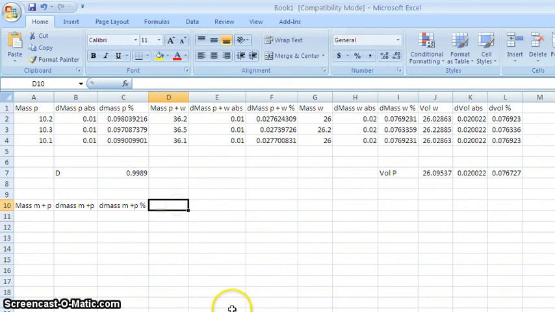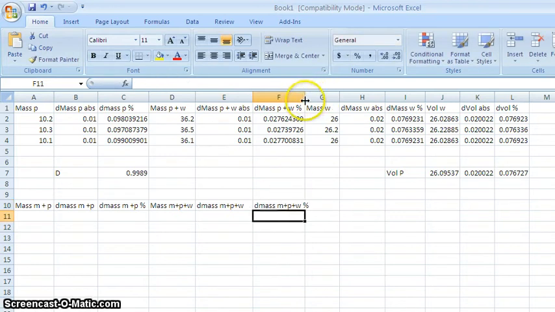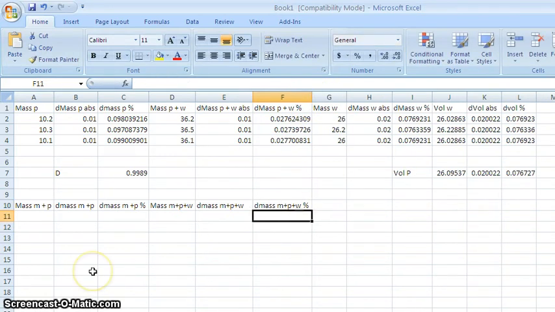And the other thing that I recorded in the experiment was the mass of the metal plus pycnometer plus water. And of course I'm going to need to put in some uncertainty calculations for that. And we can do one for the percentage one. Alright, so there's going to be more things I'm going to add in, but we'll just start with this for right now.